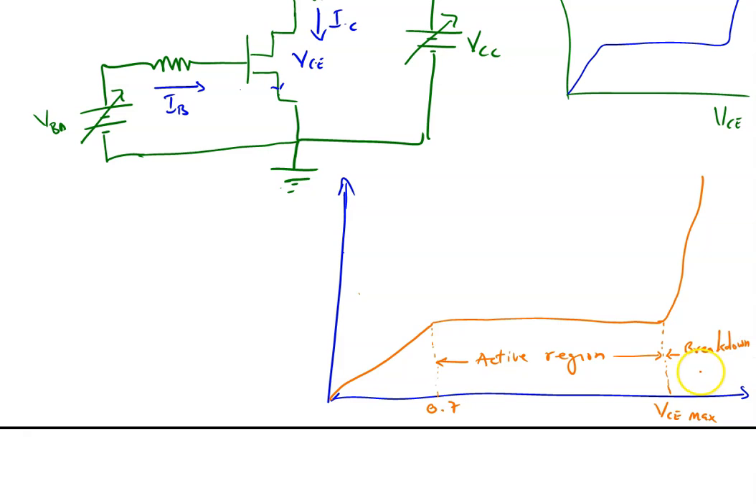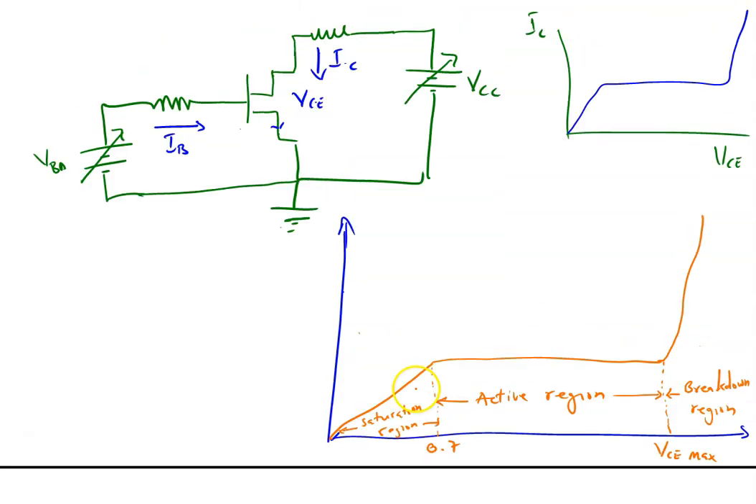Breakdown region. And this region is termed the saturation region. From here to here, it's termed the saturation region. Okay. So what happens at the saturation region? What happens at the active region? And what happens at the breakdown region? I'm going to explain.